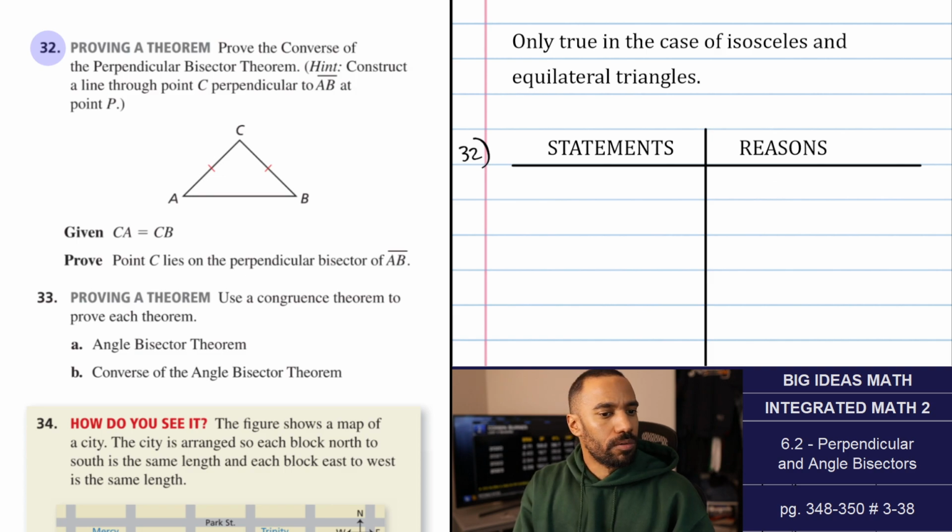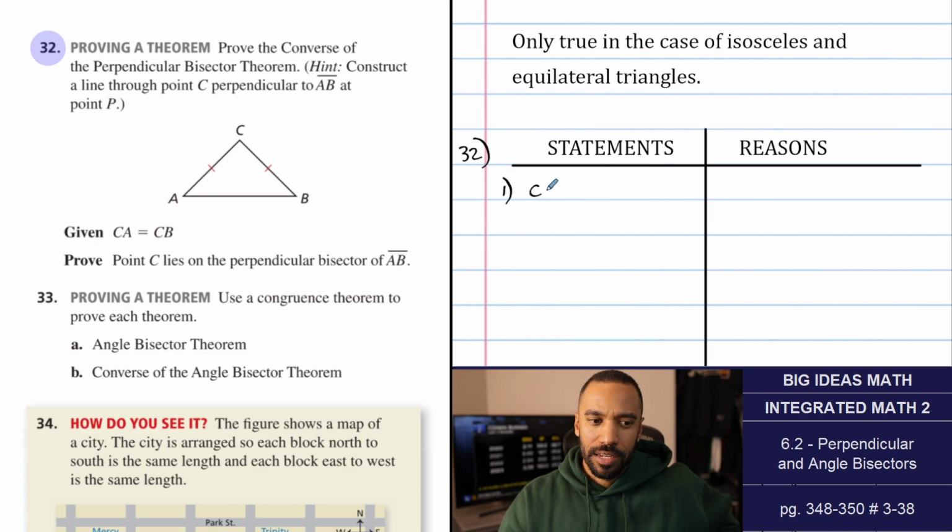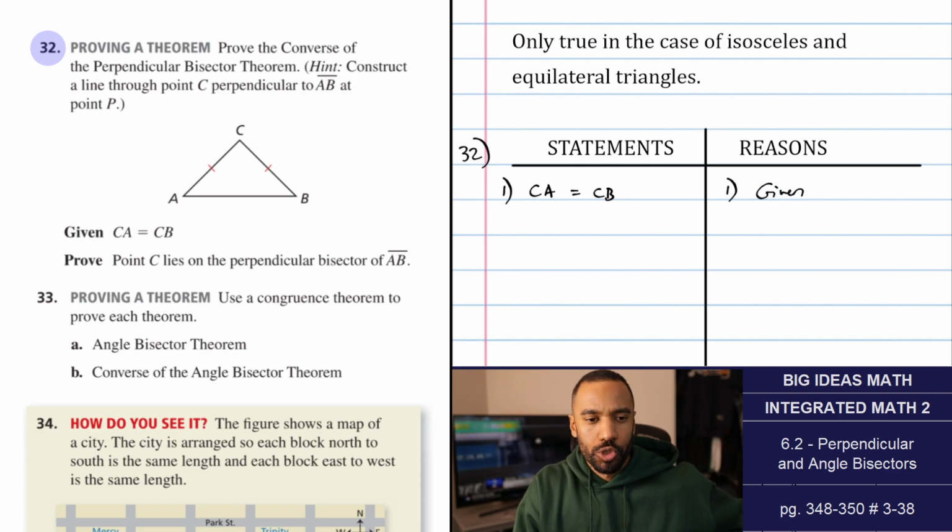All right, number 1. We have a given that CA is equal to CB. That is given. Now it's also drawn, so that's good.